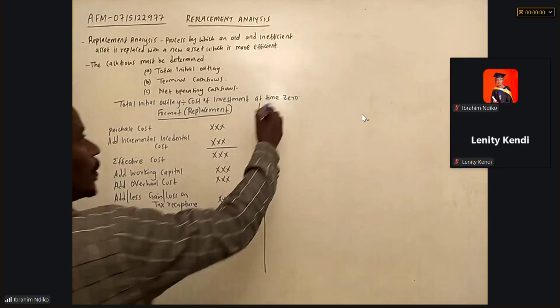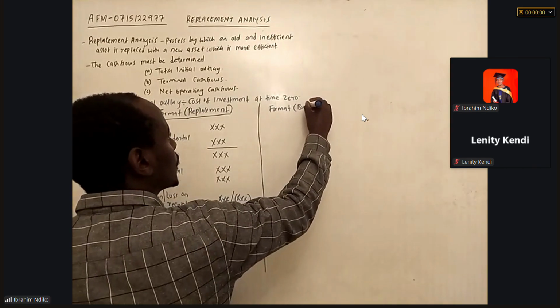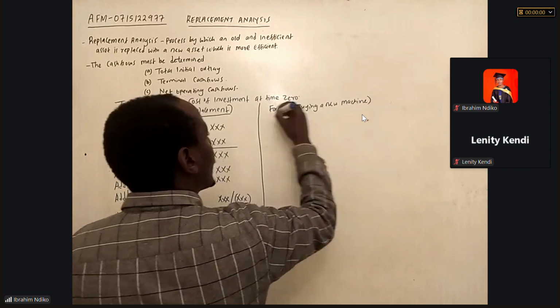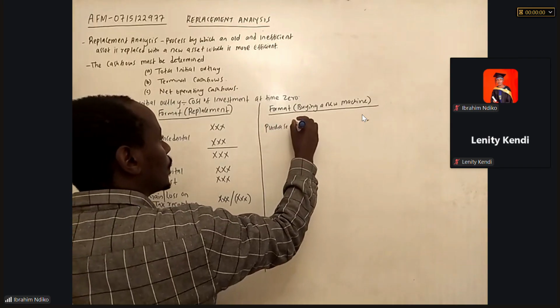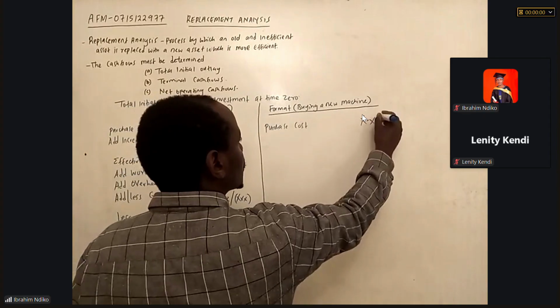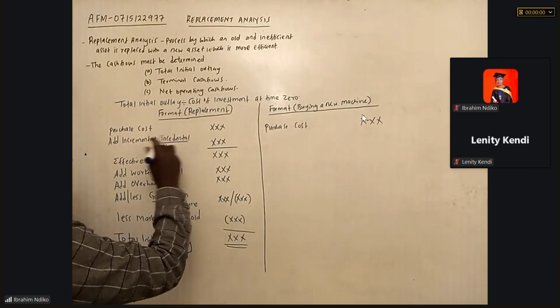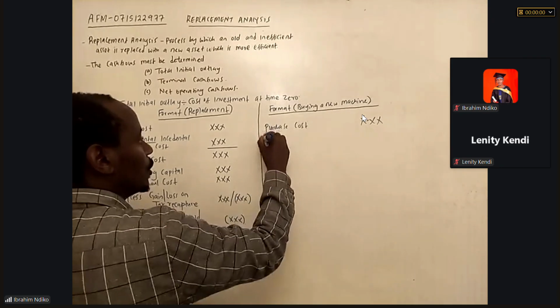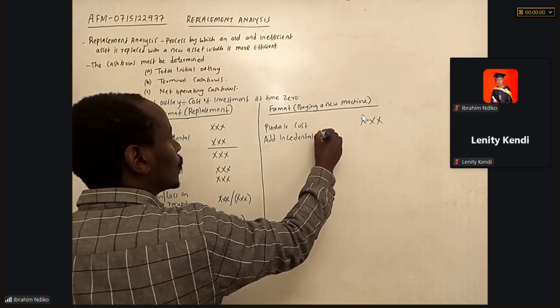Now, what if the question is about buying a new machine? We shall start with the purchase cost. Then you're going to add the incidental cost, but not include the word incremental. The word incremental is only applicable under replacement. So this one you just add incidental cost.